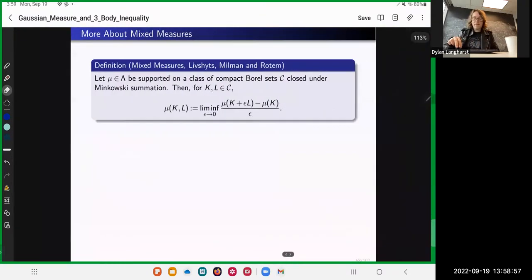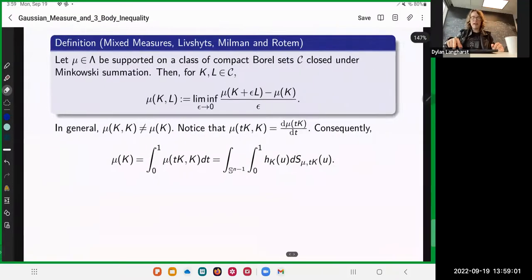Okay, so I keep the definition up. Please scroll. Now, before we saw the mixed volume of n-1 copies of K with K was the volume of K, but that's actually not true for measures in general.